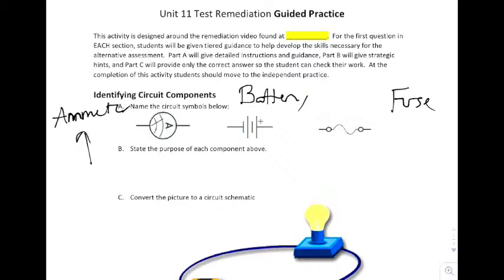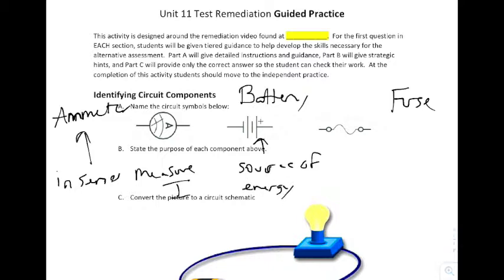An ammeter is wired in series and it is used to measure current, and current will usually be signified with an I. A battery is the source of energy, otherwise known as voltage in a circuit, because the voltage is the energy per charge. And finally, a fuse is for safety. If the current gets too high, it will melt, breaking the circuit.